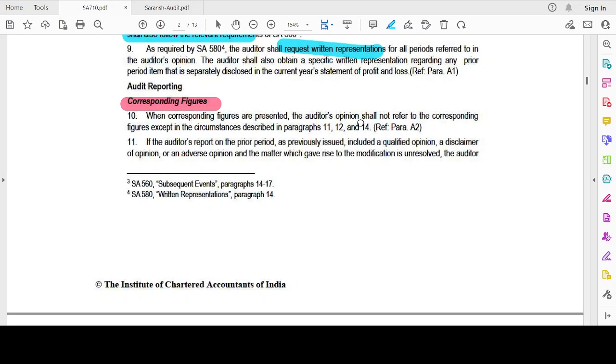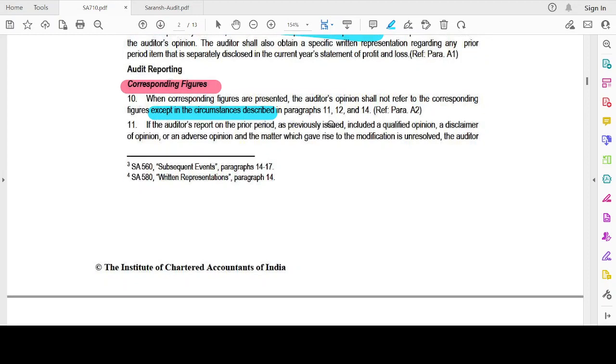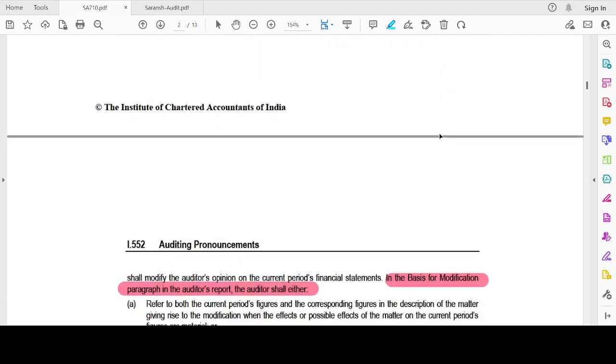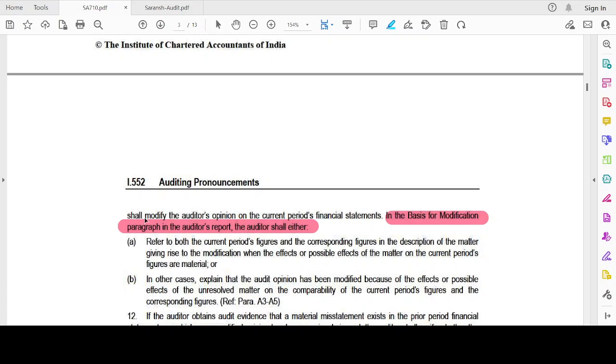Now, corresponding figures. Corresponding figures are presented. The auditor's opinion shall not refer to the corresponding figures except in the circumstances prescribed. If the auditor's report on the prior period as previously issued included a qualified opinion or disclaimer, some modified opinion, and the matter which gave rise to the modification is unresolved, then the auditor shall modify the current period's financial statements report. If the prior period's modification matter is not resolved, then he has to include a modification to the current period's audit opinion also.